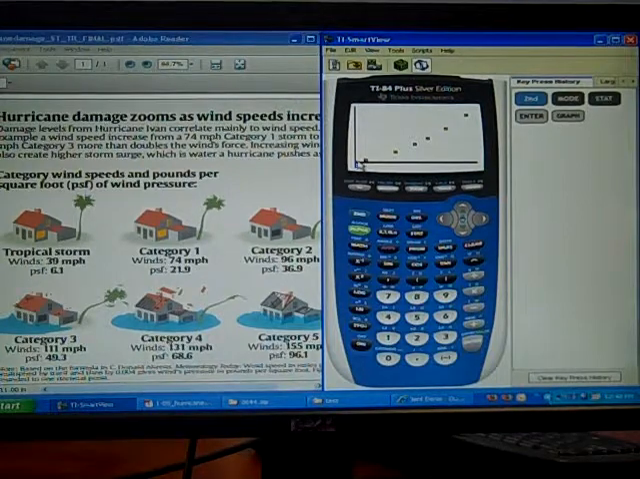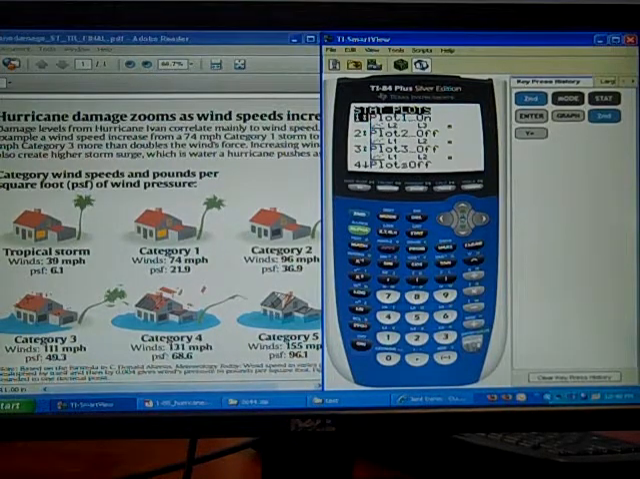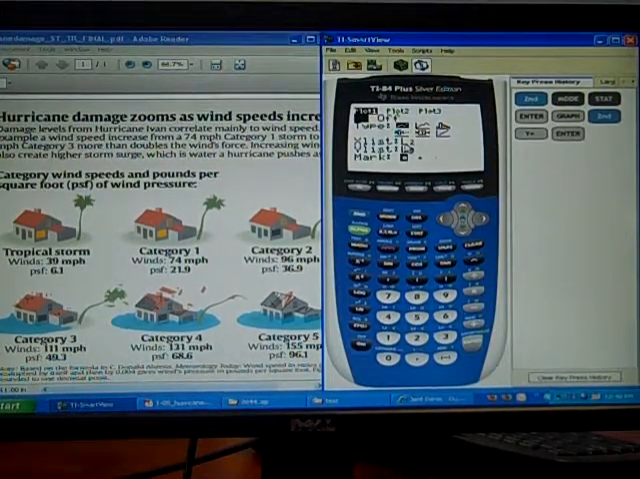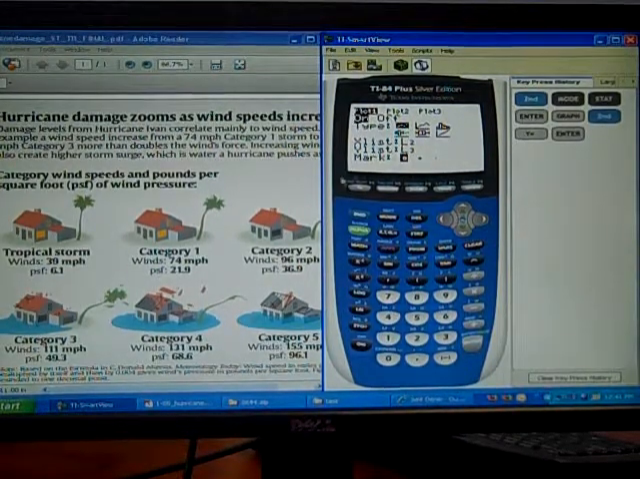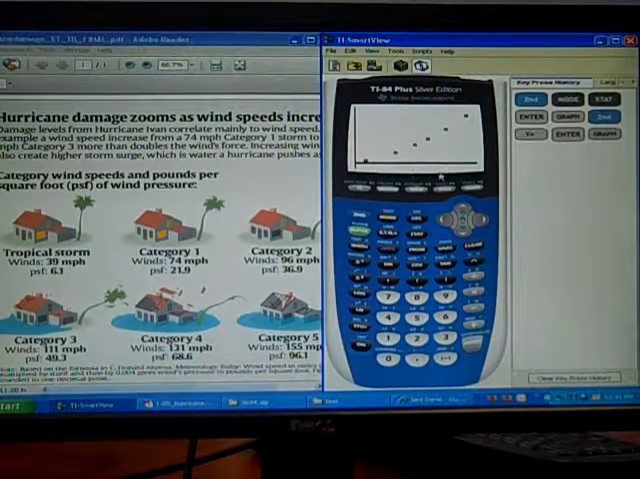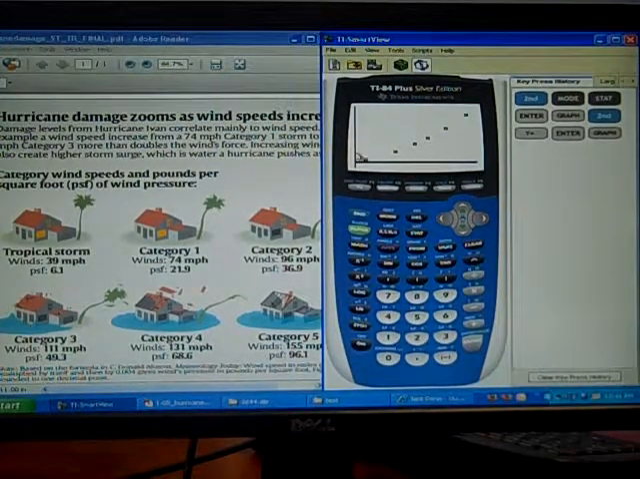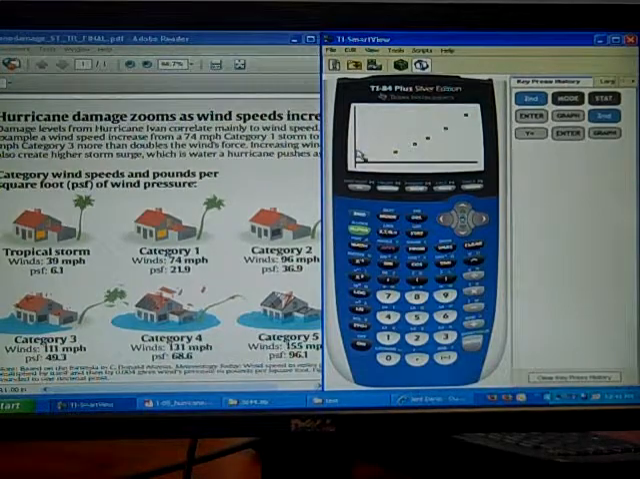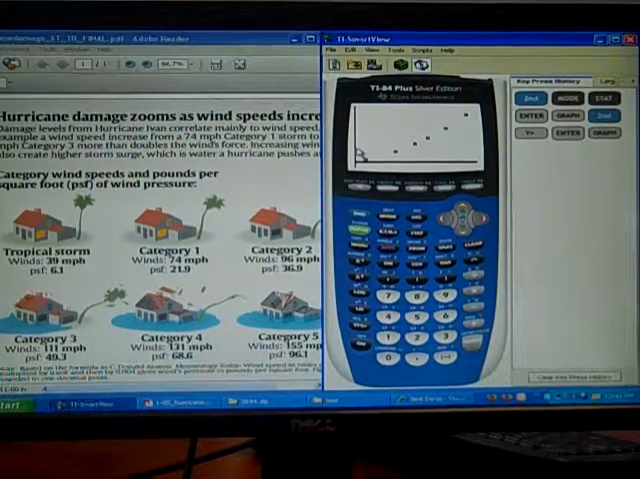Now, on to the next question here. What is the mathematical relationship between the wind speed and the destructive forces of hurricanes? We notice as we go here, we had to make sure that on our stat plots, we changed something. Our X, our independent variable, is going to be list 2. We're going to categorize it by wind speed. And our list 3 is going to be the PSF. It's going to be how much damage was actually caused. So as we look at our graph, as the wind speeds increase, what happens to the destruction, or the pounds per square foot? It increases.